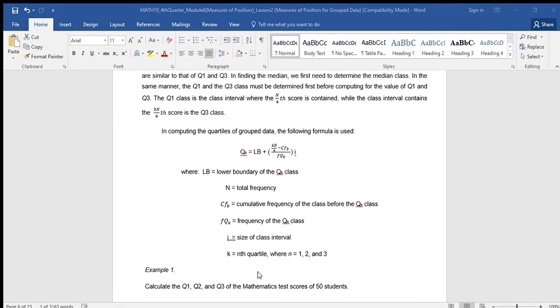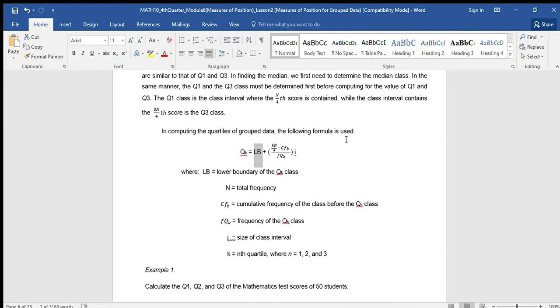Again, Q sub K is equal to LB, where LB is the lower class boundary of the Q sub K class, plus K times n over 4. K is the kth quartile, where K is equal to 1, 2, 3. It's only 1, 2, 3; we don't include 4.